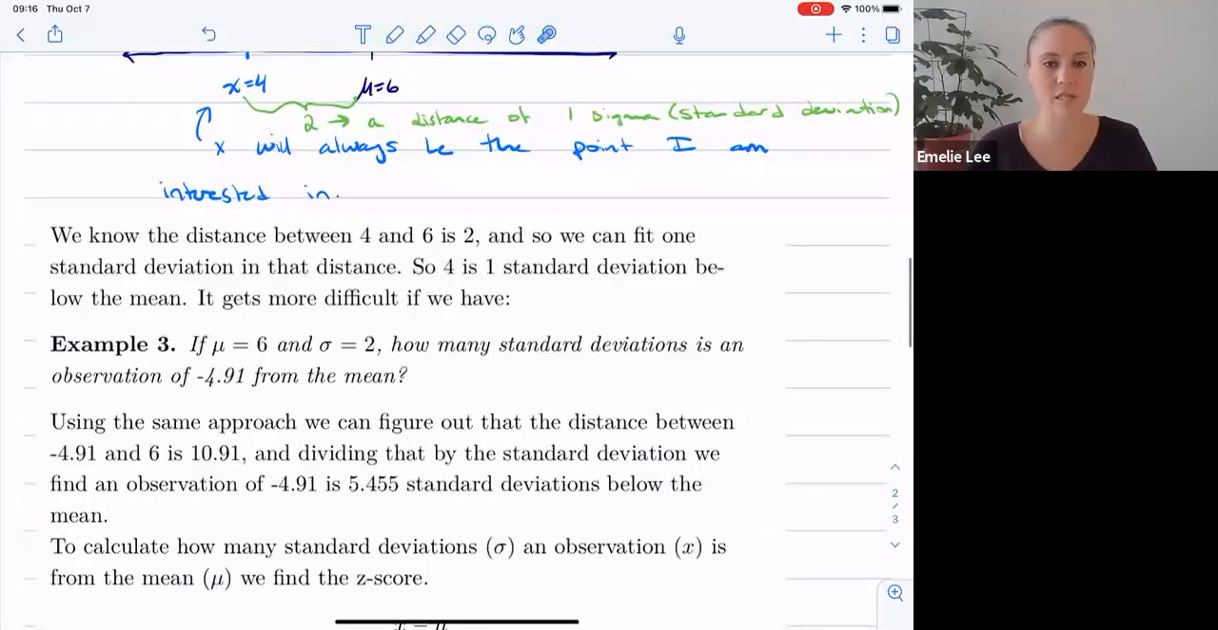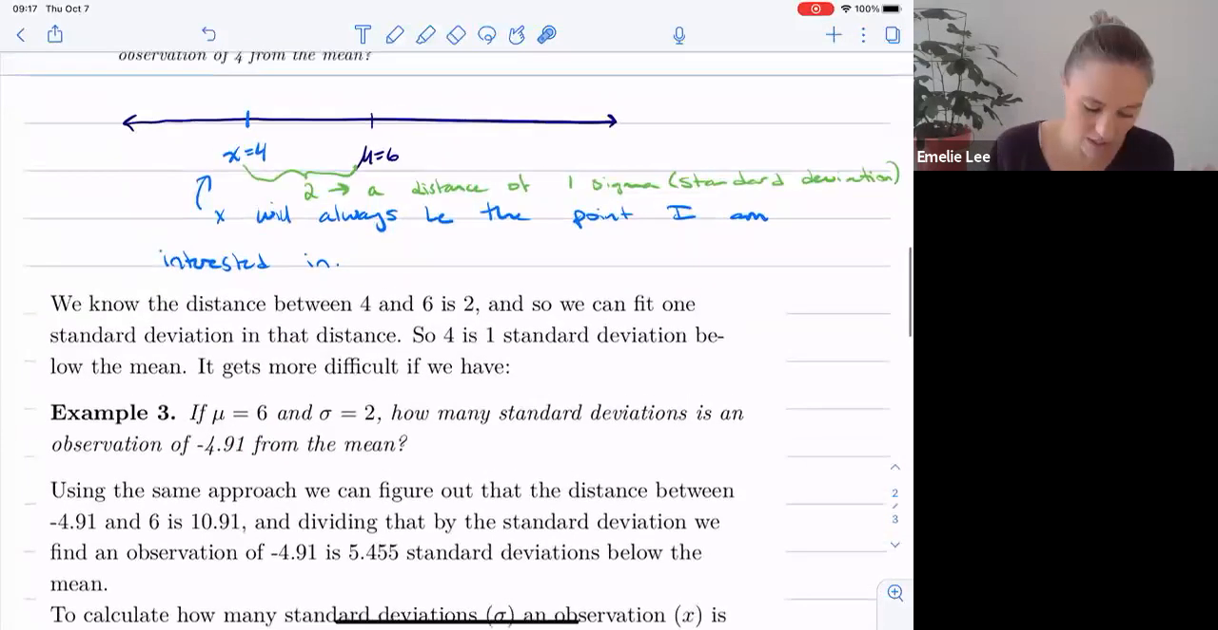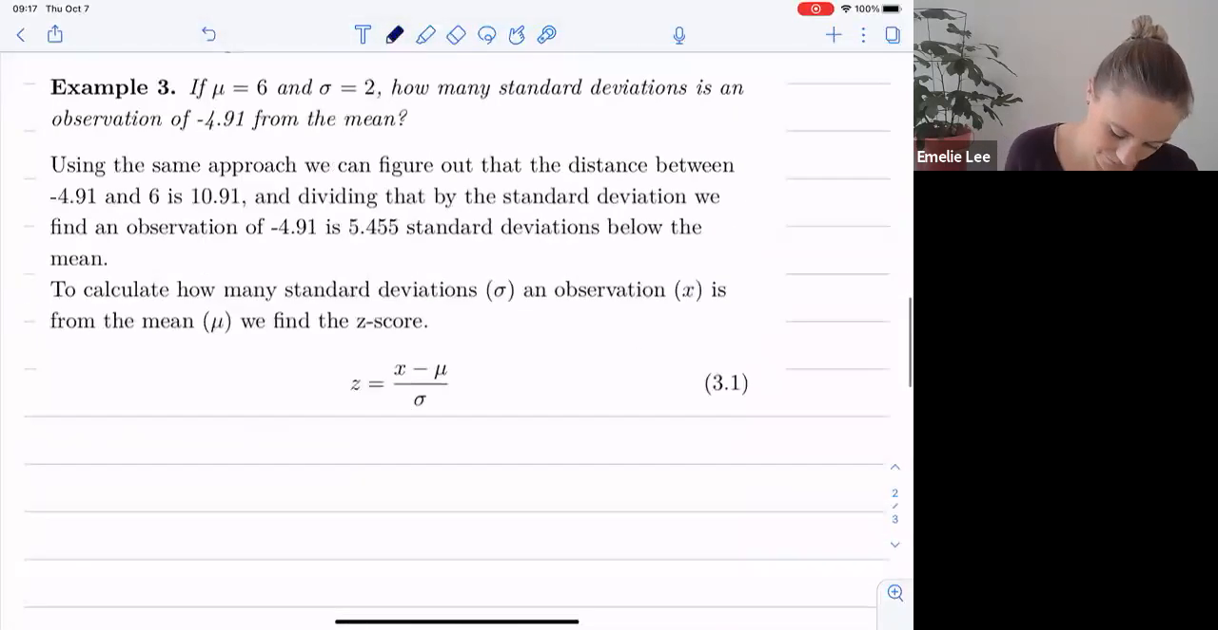So because we know the distance between 4 and 6 is 2, we can fit one standard deviation in that distance, right? Which means the observation of 4 is one standard deviation below the mean. Now, if we reconsider another observation like negative 4.91, all of a sudden it gets a little bit trickier to wrap our heads around because we don't have that obvious cutoff of intervals of 2, okay? But we can use the same approach that we had down here.